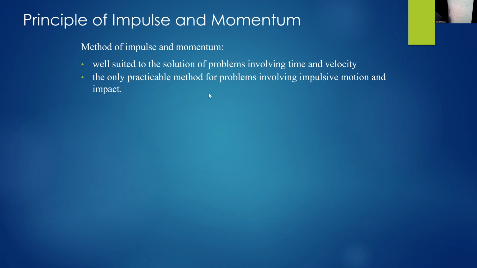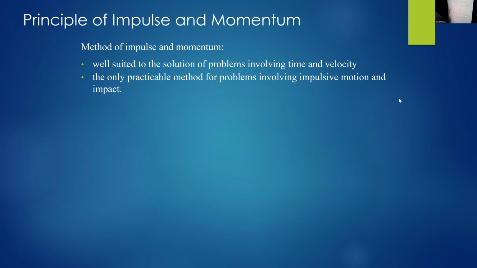Actually, before I show this, I like this point here. It says the method of impulse and momentum is well suited to the solution of problems involving time and velocity. So remember we talked about how do you know what method to use when solving a problem, because on the final it won't say use energy, use F equals ma. So this is something you'll probably want to jot down on your sheet for the test. If you do have time and velocity, then chances are impulse momentum is going to be the best way to solve it.